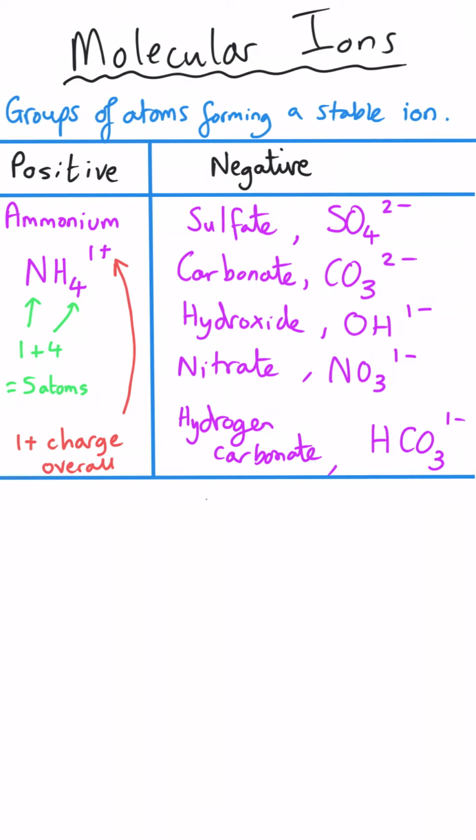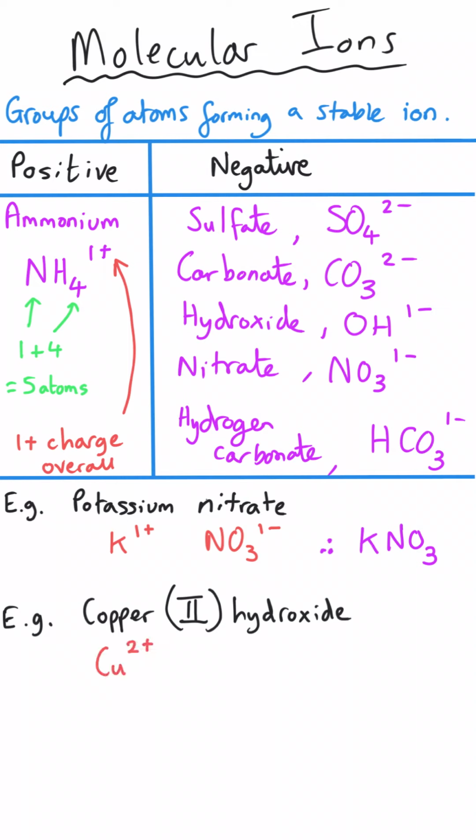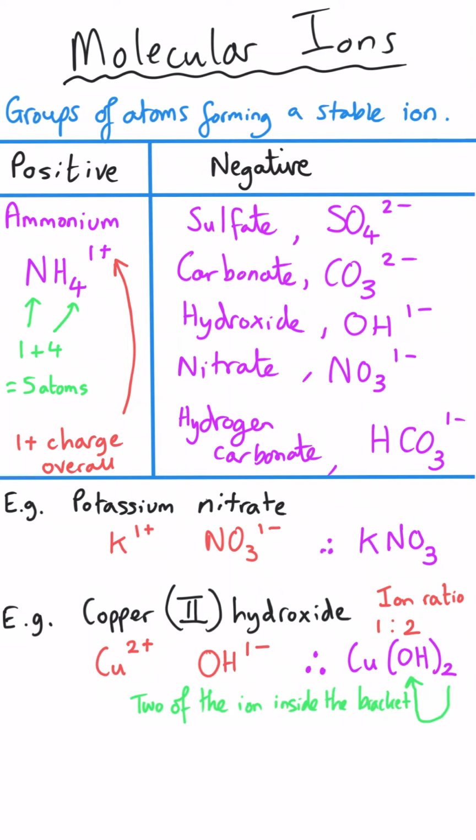How you work out the formula of an ionic compound which has got some of these molecular ions is exactly the same as before. So if we had potassium nitrate, potassium is K+, nitrate is NO3-, the common multiple there is 1 and 1, so it would just simply be KNO3. Copper hydroxide, copper(II) hydroxide, copper is 2+, hydroxide is 1-, so the formula would be Cu(OH)2. This time it's a little bit different because we need a bracket around the hydroxide to recognise that it's not just 2 of the hydrogen, it's 2 of both the oxygen and the hydrogen combined together.